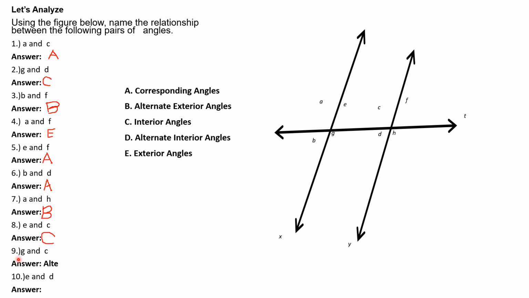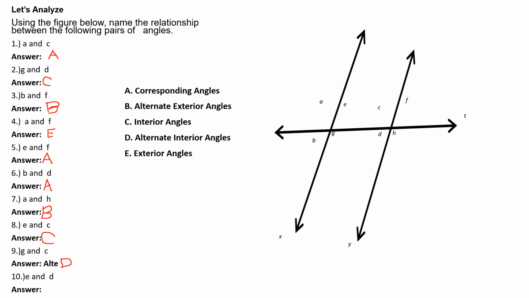And then for number 9, we have angle G and angle C. Okay, we have here angle G on the lower part of our transversal line. And then angle C is at the upper part of our transversal line. But they are both interior angles, but they are on opposite sides. So that means they are alternate interior angles. Very good. Okay, so we're going to have this letter D.